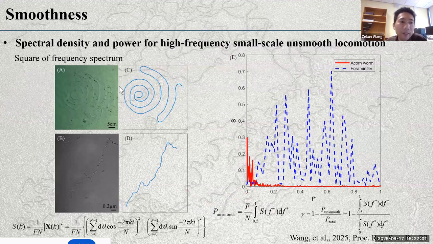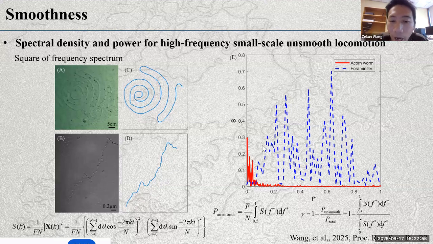Another proxy is the spectral density, which is calculated by this formula. If it is a smooth trace, like this trace left by the acorn worms, then there are basically no high frequency components in its spectral density. This means there are no small scale, zigzag, shaky, unsmooth, abrupt turns. It is purely smooth, large scale patterns. But this trajectory left by foraminifers is very unsmooth, with so many zigzag and small scale abrupt turns. So there are many high frequency components in its spectral density. And high frequency spectral density means small scale, zigzag, shaky, unsmooth terms.